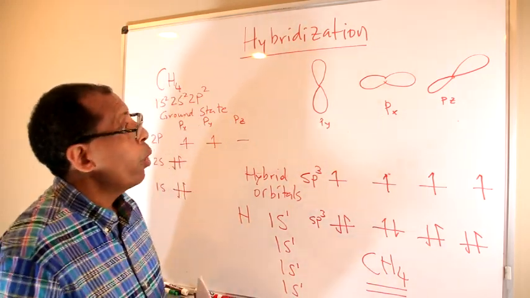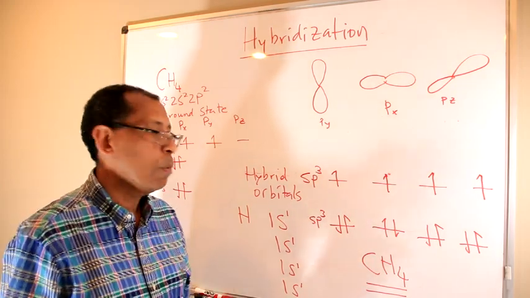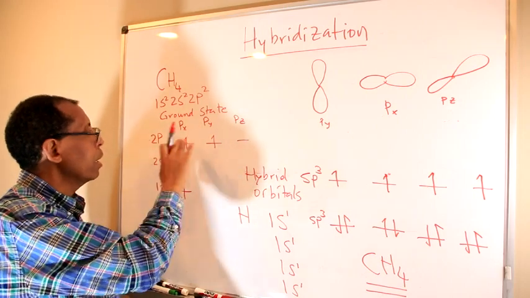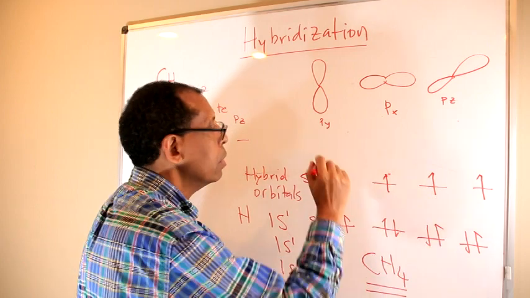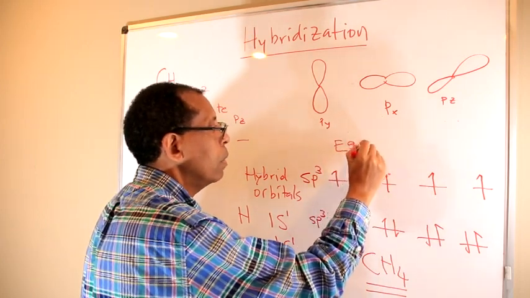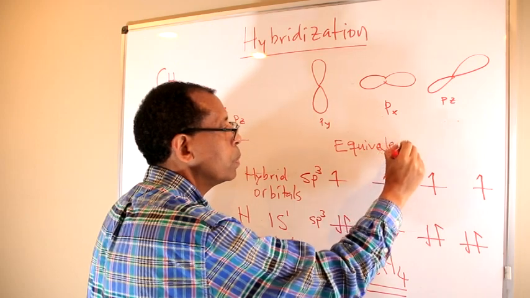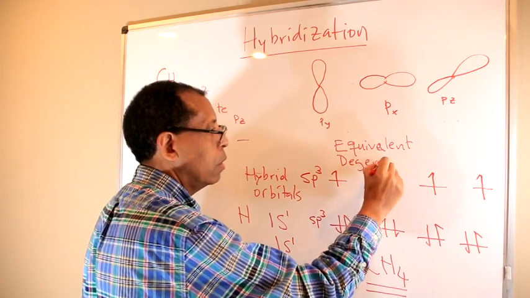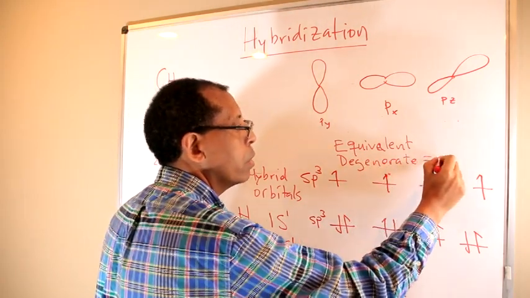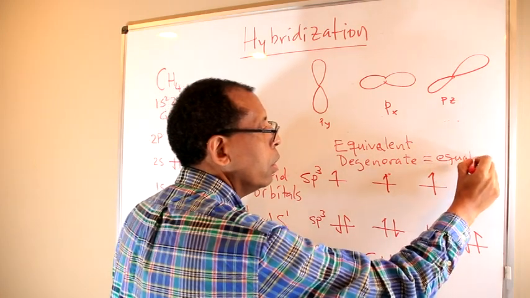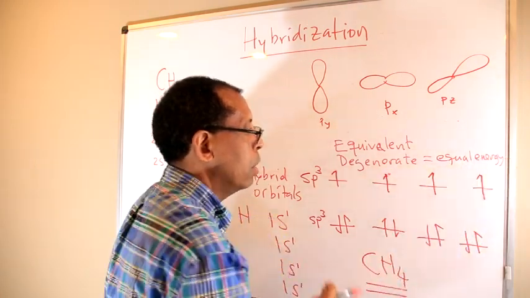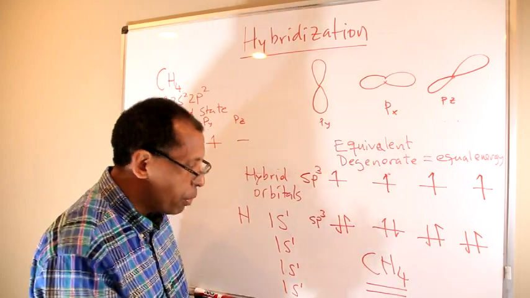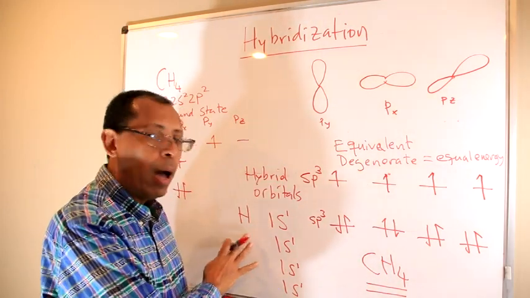Therefore, by mixing these two orbitals, the s and the p, we made equivalent orbitals. They are all equivalent now, and they are also called degenerate. Degenerate means of equal energy. Since they all have equal energies, they have equal probability of accepting the 4 electrons from hydrogen 1s orbitals.